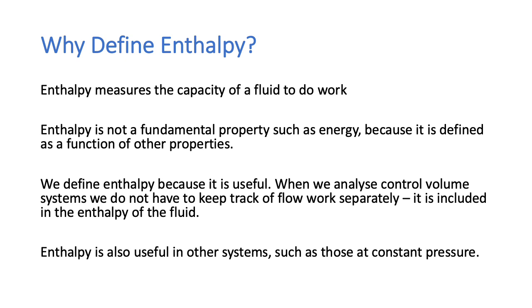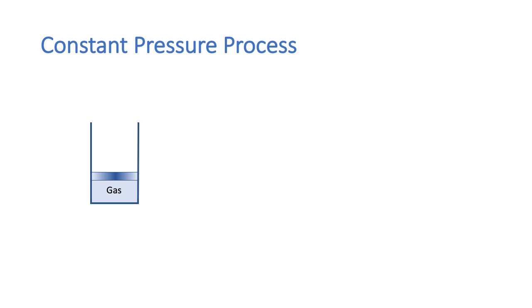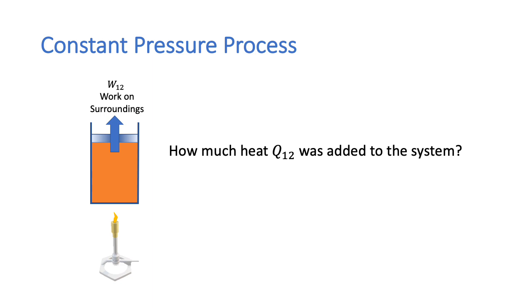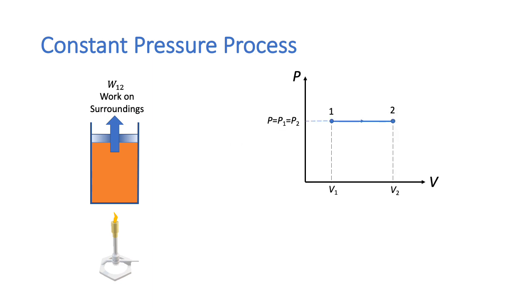Enthalpy is also useful in other systems, such as systems at constant pressure. Here we've got a gas in a cylinder, and we are going to heat this at constant pressure. So the gas expands as we heat it, and it does work on the surroundings. We want to know how much heat was added to the system. We can show the process on a PV diagram, and the process is a horizontal line.